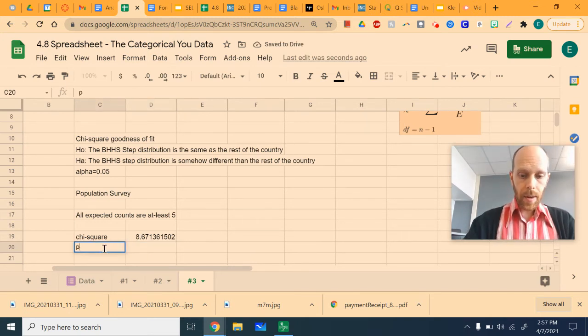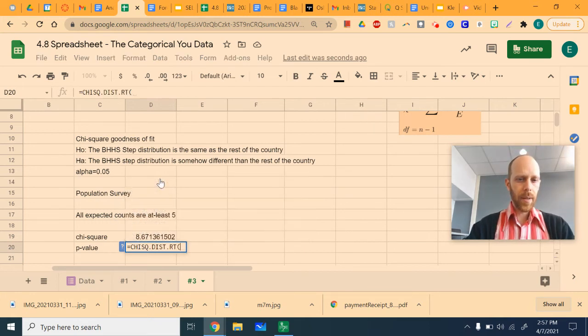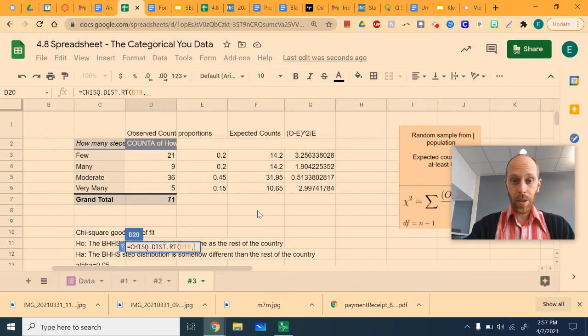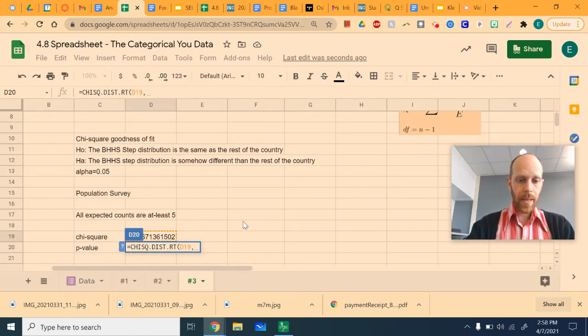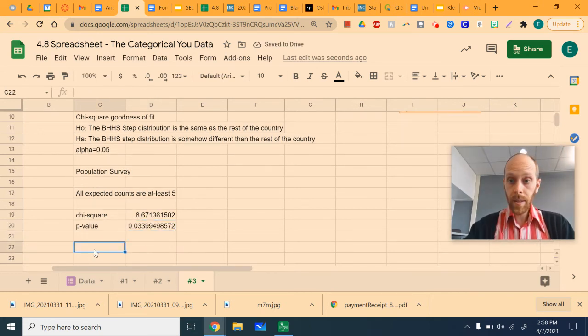So it ends up being 8.671. And our p-value is going to be equal to, you type in chi sq dot dist.rt right here. And then you tell it that this is my value of chi squared. And then your degrees of freedom will be the number of categories minus 1. There are 4 categories, so I'm going to put in right here a 3. So our p-value is a little less than 5%.